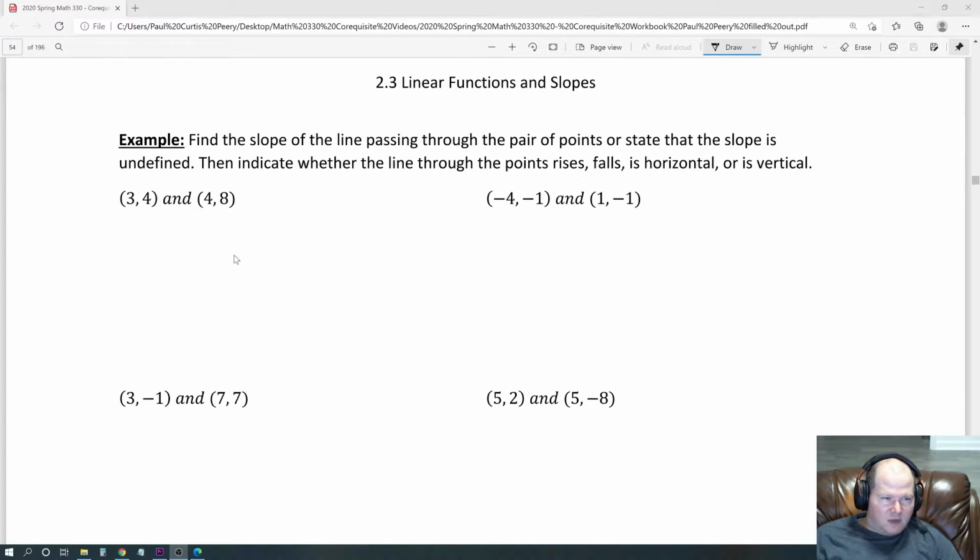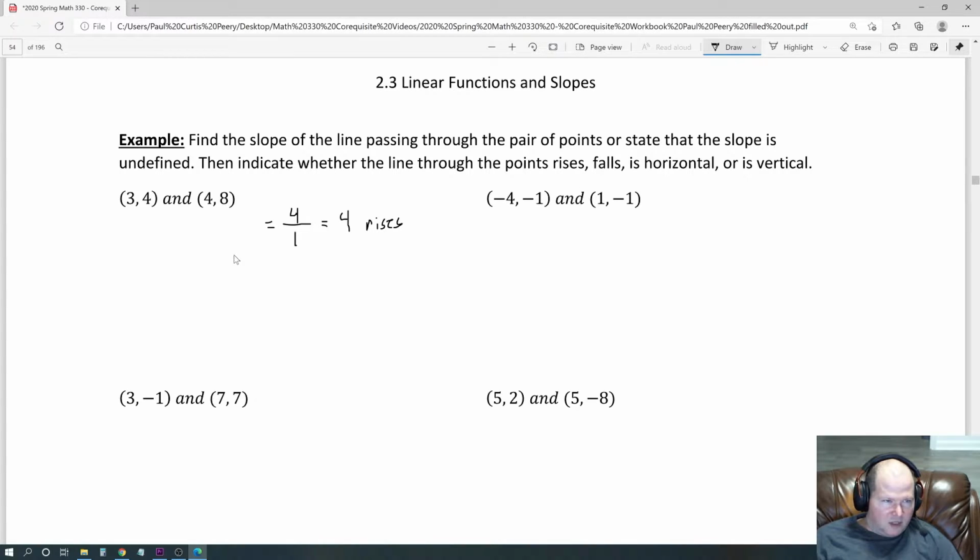Okay, so in this case right here, if you just want to do it mentally, the y values go from 4 to 8, so it went up 4. And the x values go from 3 to 4, which means it went up 1. So 4 divided by 1 is just 4. The slope is 4. And you want to indicate whether it rises, falls, is horizontal, or vertical. In this case, it's a positive 4 slope, so it rises.